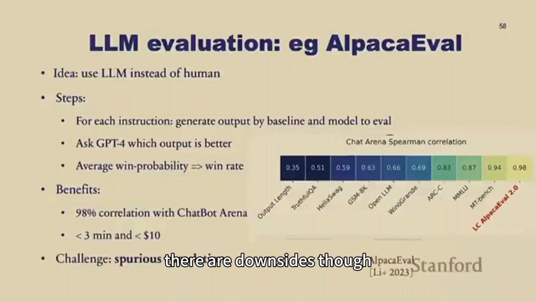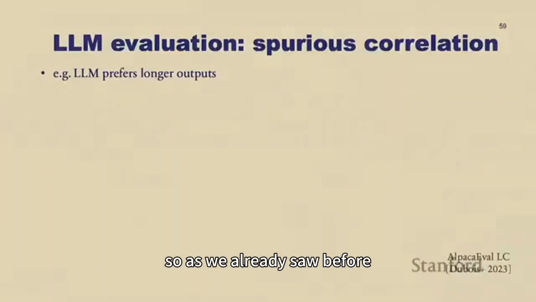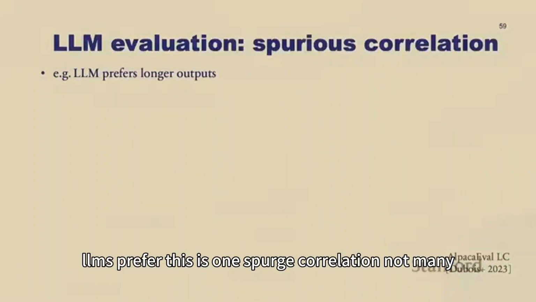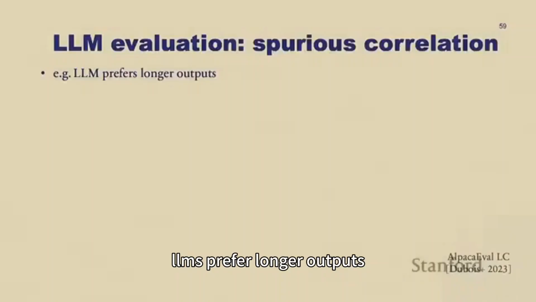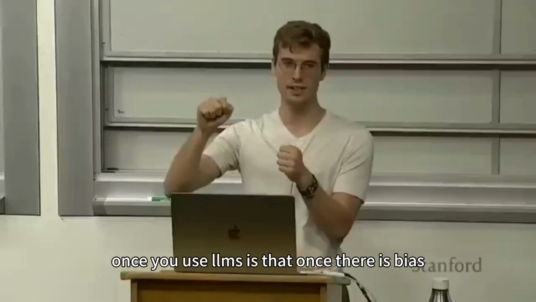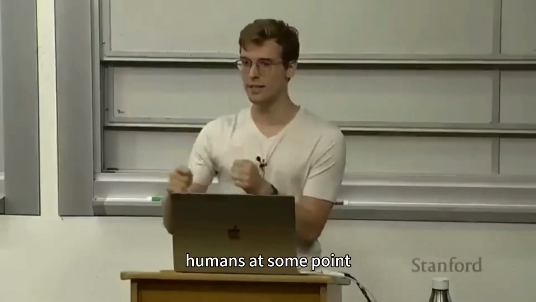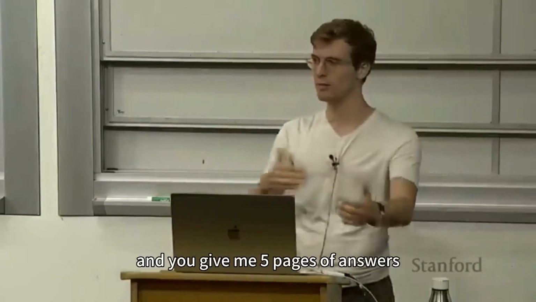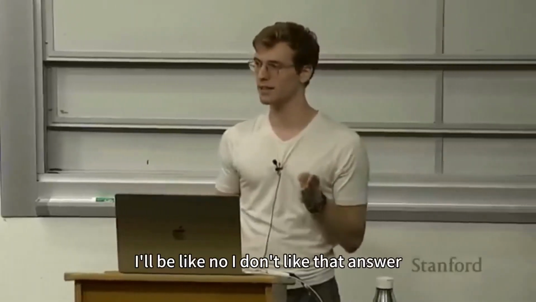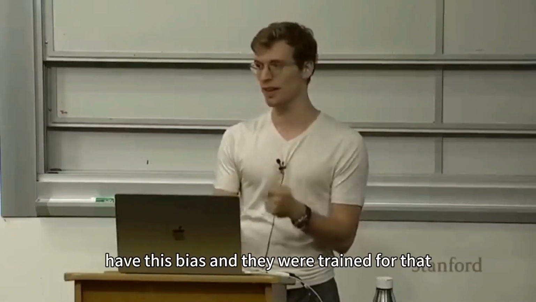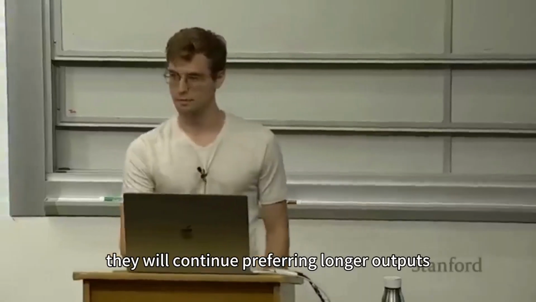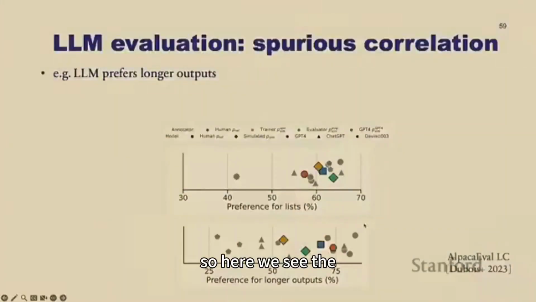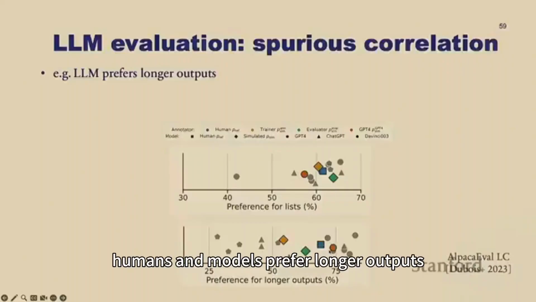There are downsides though. One of them is spurious correlations. As we already saw before, LLMs prefer longer outputs. This is one spurious correlation, not the only one, I'll just talk about this one. Actually, humans also prefer longer outputs, but the issue once you use LLMs is that once there's bias, you will continue optimizing that. Humans at some point, I can guarantee you, if I ask a simple question and you give me 5 pages of answers, I'll be like, no, I don't like that answer. But LLMs, if they have this bias and were trained for that, will continue preferring longer outputs. So here we see the preference, showing that humans and models prefer longer outputs.